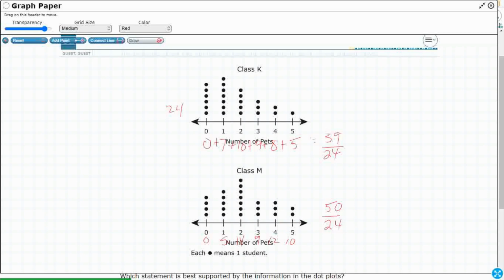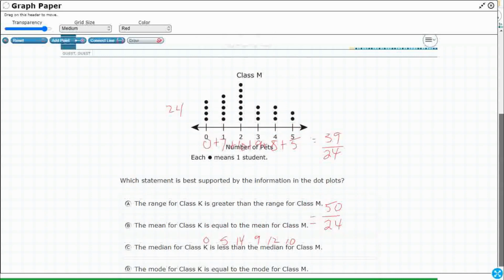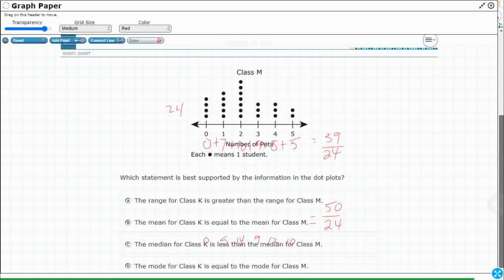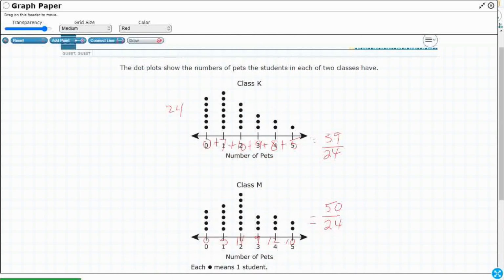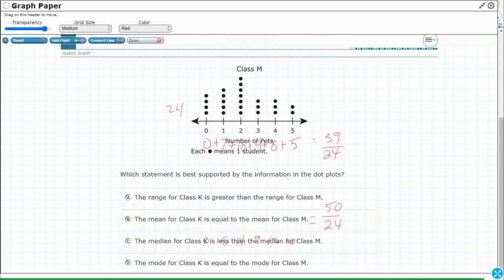So I don't really have to do the actual math here, since they at least have the same denominator. If I wanted to find the mean, I would just need to finish that division problem, but they got the same denominator, so I can compare them that way, so that's good. And it says the mean for K is equal. Nope. The mean for K is less than. 39 is less than 50. So thankfully, we don't have to calculate that anymore. So look at A, B, and D are wrong.